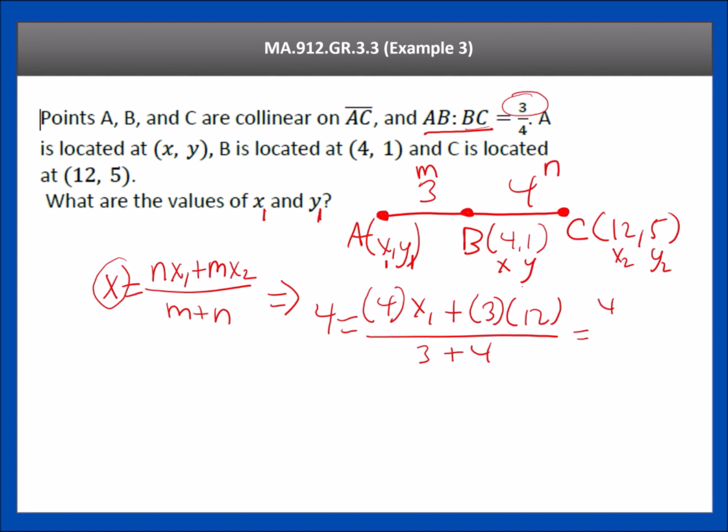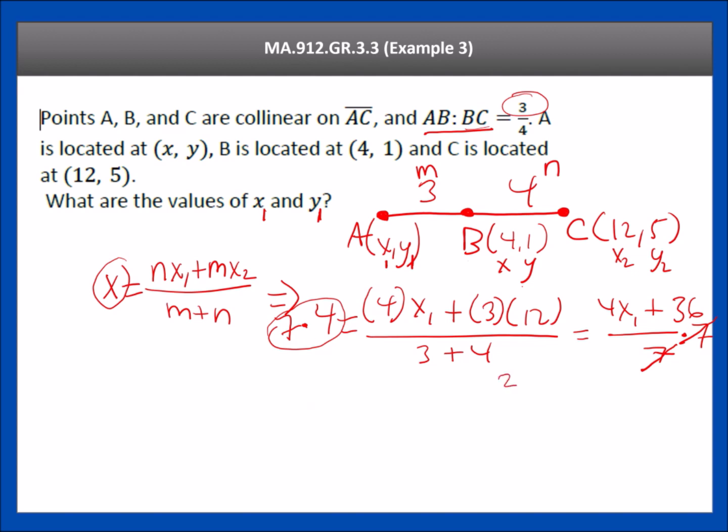And so this is 4x1 plus 3 times 12, which is 36, over 3 plus 4, which is 7. We're just going to clean that up. So this is equal to 4. All right, so now we can solve for x1 by multiplying both sides by 7. That's the only way to get rid of that denominator. So multiplying by 7 on both sides, this turns into 28.